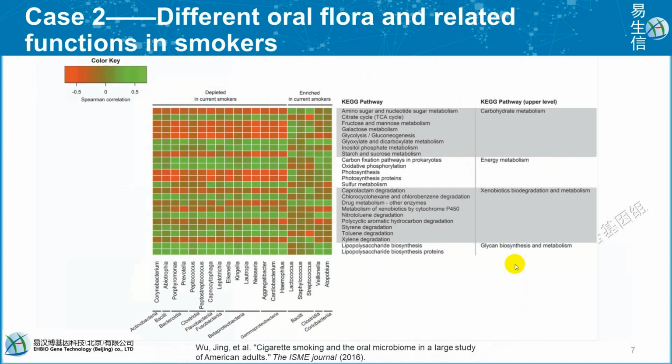In case 2, you can see different oral flora and related functions in smokers. This is the study of Wu Jing et al. with the title Cigarette Smoking and the Oral Microbiome in a Large Study of American Adults. You can see here that there were significant differences in a total of 83 genes, functional metabolic pathways. Smoking greatly reduced the content of metabolic pathways such as carbohydrate and energy metabolism and xenobiotic degradation. Differential bacteria are related to different functions.